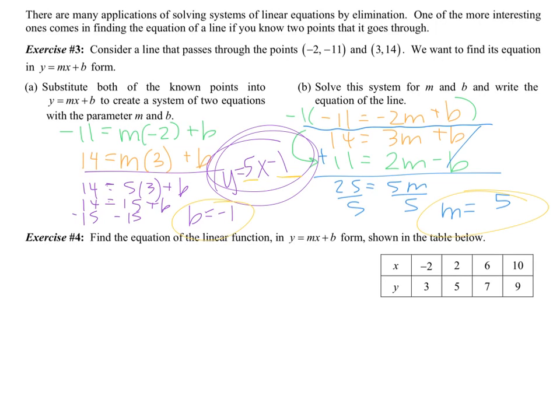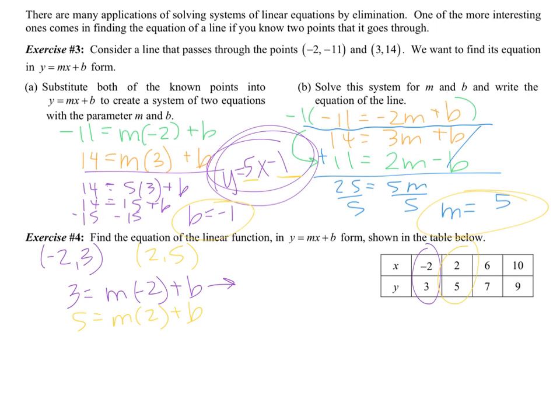So now we're going to find the equation of a linear equation in y equals mx plus b shown in the table below. We can do exactly what we just did by just picking 2 points. So let's say that I pick this point of -2, 3, and I pick this point of +2, 5. And we're again going to do exactly what we did up above.